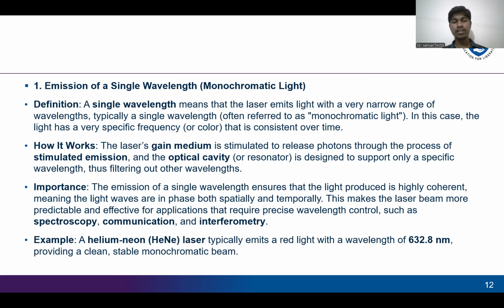Importance. The emission of a single wavelength ensures that the light produced is highly coherent, meaning the light waves are in phase both spatially and temporally. This makes the laser beam more predictable and effective for applications that require precision wavelength control, such as spectroscopy, communication, and interferometry. Example: a helium-neon laser, that is a HeNe laser, typically emits a red light with a wavelength of 632.8 nanometers, providing a clean and stable monochromatic light.